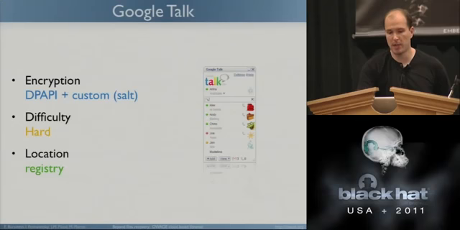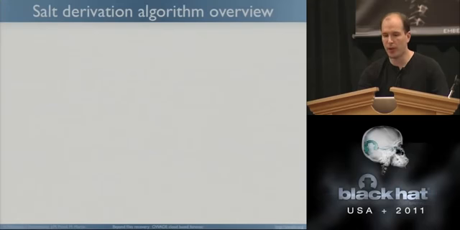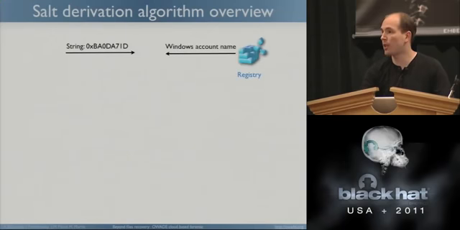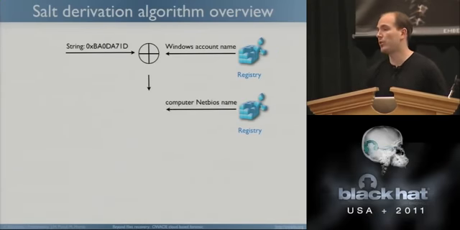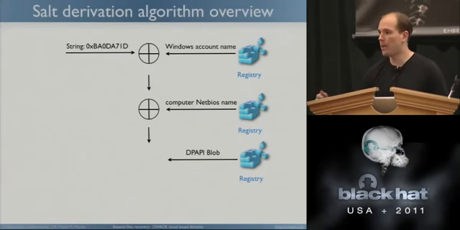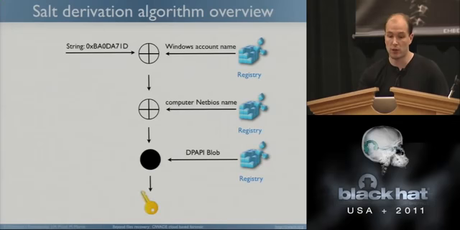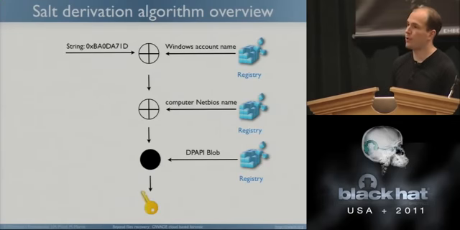Google Talk uses DPAPI plus a custom salt. It has been a lot of work to figure out how they actually derive the key. It's stored in the registry. You start with a fixed string, and then you have to get the Windows account name from the SAM, and you mix it. It's basically a XOR. Then you take the NetBIOS name of the computer. Basically what they try to do is tie Google Talk as much as they can to your machine. When you have that, you mix it again. Then you take the DPAPI blob, decrypt it, get some data from it, and remix it again. And then here you go, you get the credential.